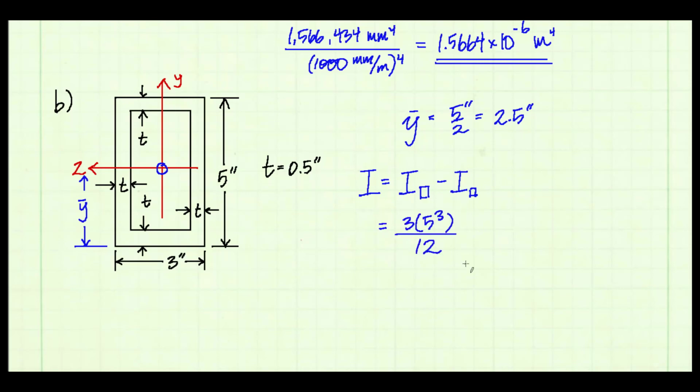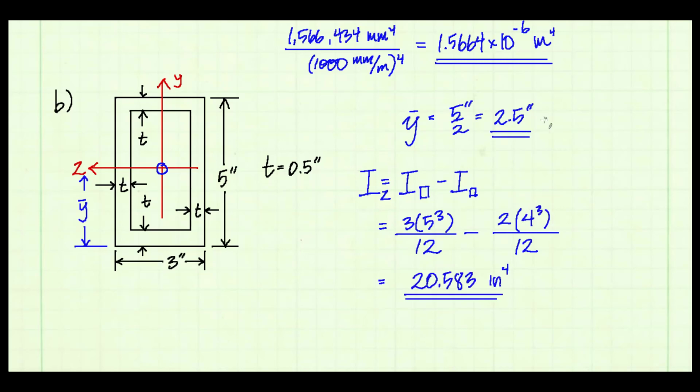The moment of inertia of the outside rectangle is the base, 3 inches, times the height, 5 inches, cubed, divided by 12. Notice the base is parallel to the axis we're finding the moment of inertia about, which is the z-axis. The wall thickness for each wall is given as 0.5 inches. So the inside rectangle will have a base dimension of 3 minus 2 times 0.5, so it'll be 2 inches, and the height will be 5 minus 2 times 0.5 inches, so that'll be 4 inches. And now I have the location of my centroid and my moment of inertia about the z-axis.